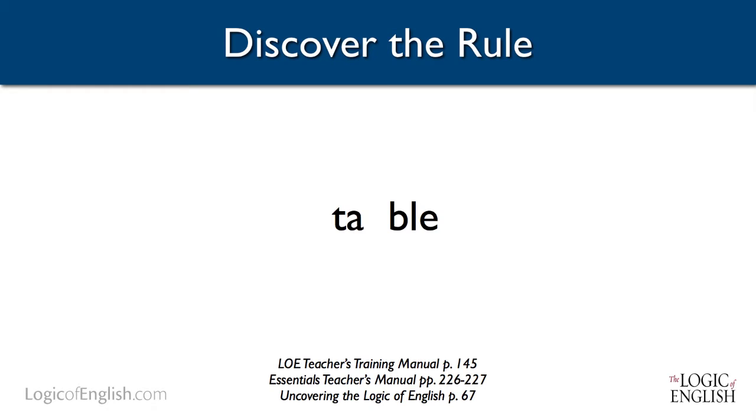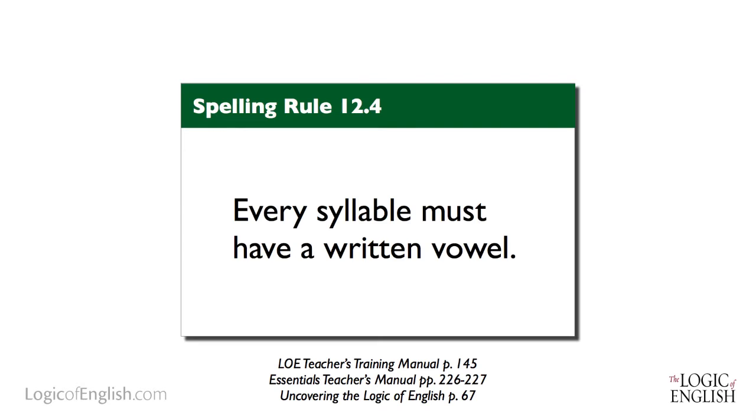Let's look at this word, table. Do you hear the vowel in the second syllable, bul? No, you just hear a ul. Therefore, we add a written vowel called a silent final E, because every syllable in English must have a vowel.